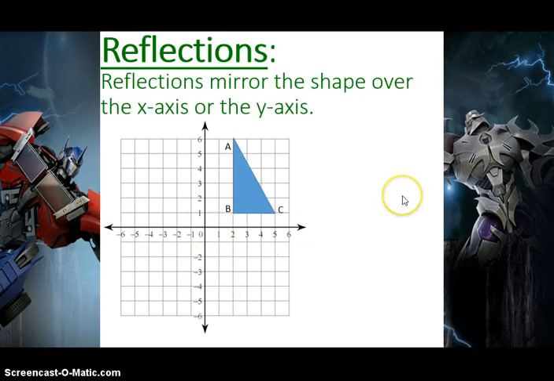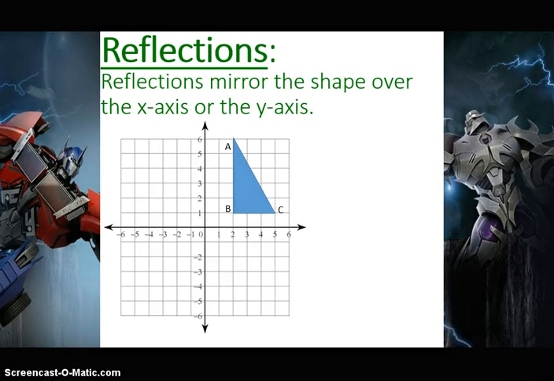Now, let's talk about reflections. Reflections mirror the shape over the x or y axis. In my opinion, this is one of the simpler ones because all you have to do is figure out the distance from the x or y axis and then go the same distance over it.